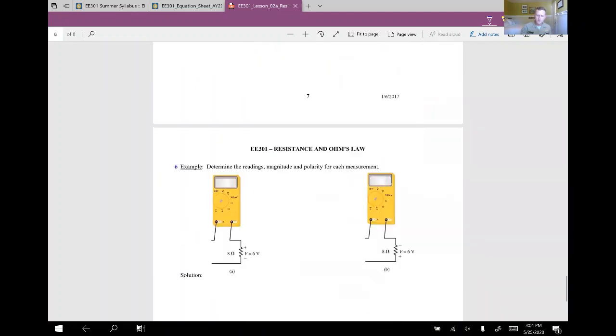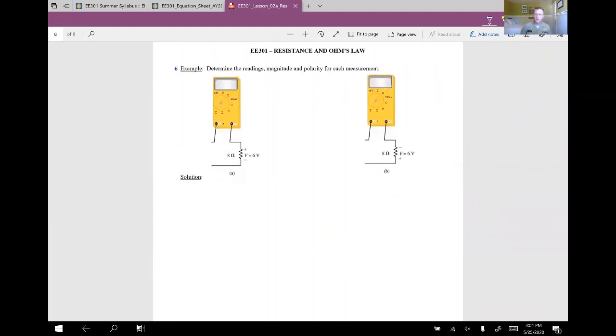This last page is taking some readings. If you wanted to take those and check them with your instructor, you can, but that'll conclude lesson 2A for me.